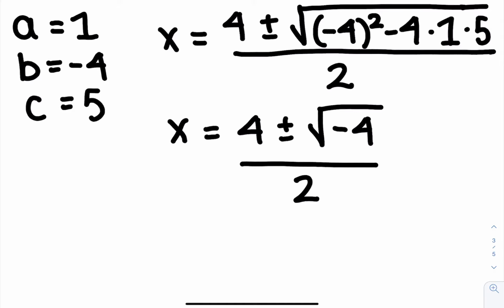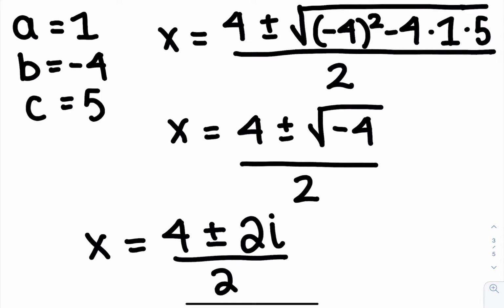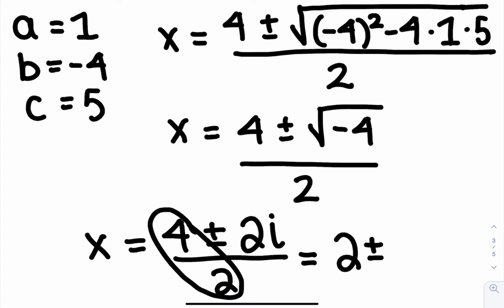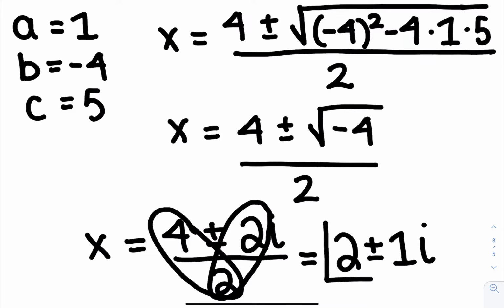In this example, square root of negative 4, well, I know the square root of 4 is 2, so I can rewrite this as x is equal to 4 plus or minus 2i all over 2. Lastly, I'll divide it up into two fractions. 4 divided by 2 gives me a 2, plus or minus 2 divided by 2 gives me a 1, so 1i, or just i.